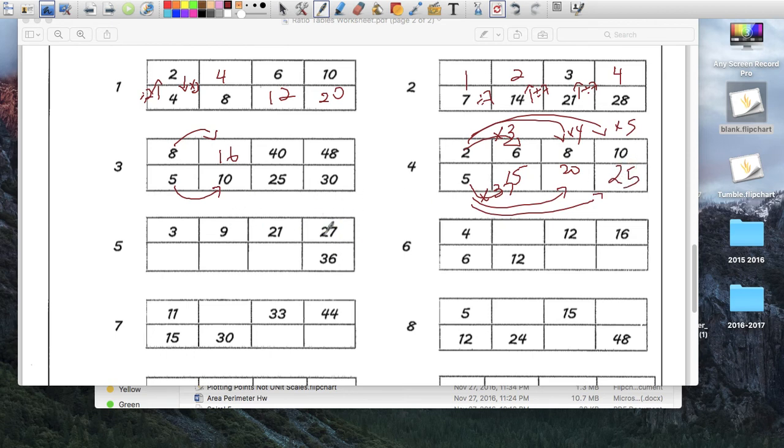Up and down relationship. Let's see if this can help me. Let's do 27. Let's do here first. How can the 27 become a 3? Divide by 9. So 27 divided by 9 is 3. 36 divided by 9 will give me 4. Okay, good. Now from here, I can go the other way. So how did 3 become a 9? Times 3. So 4 times 3 is 12. How did 3 become a 21? Times 7. So 4 times 7 is 28.